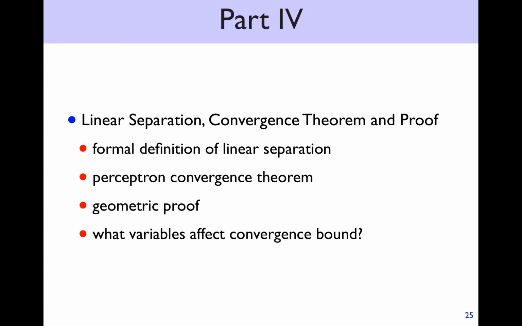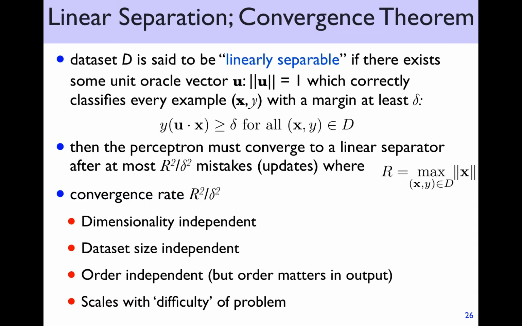Now, first, what do I really mean if I say that a dataset D is separable? Well, I mean that a dataset D is said to be linearly separable if there exists some unit oracle vector. What is a unit oracle vector? Let's do it step by step. First of all, it's a unit vector. That means its norm is 1, its length is 1. And secondly, it's an oracle vector. What does that mean? That means it's a perfect vector for this data set.